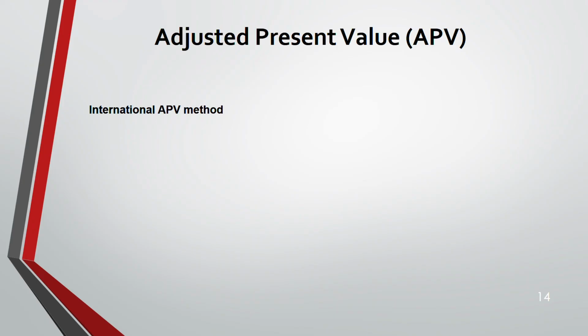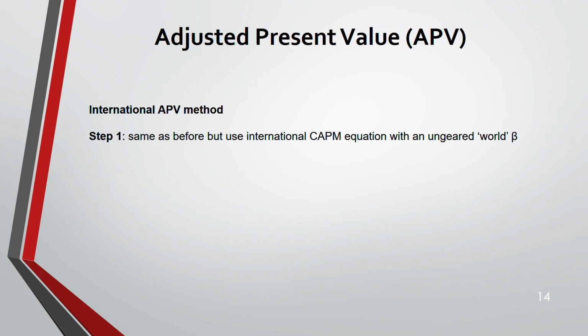The international method has these steps. Step 1: you use your ungeared equity beta. It is the same, you're doing everything the same, but this time you're using an international capital asset pricing model. They will usually tell you there's no difference.